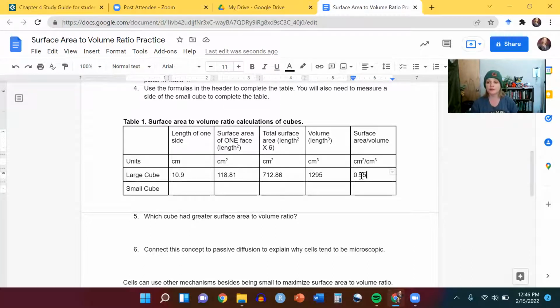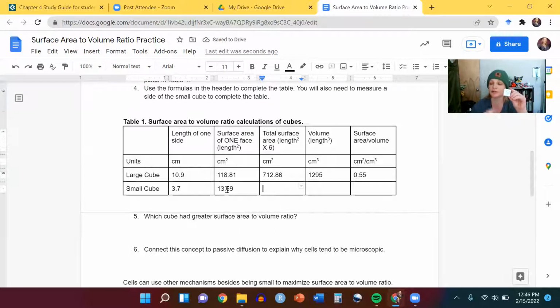Okay, so we're going to do that same thing again, but we're going to do it with the little cube this time. One of these side lengths is 3.7 centimeters. And so in order to get the surface area of one of these faces, I need to go 3.7 times 3.7. That gives me a number that's 13.69.